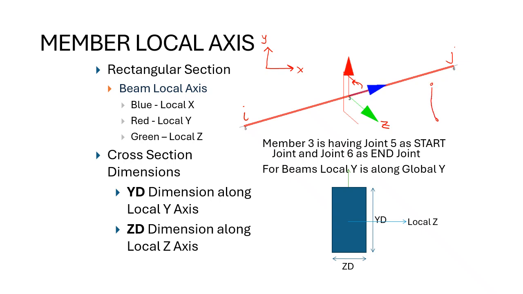Now you will be curious what happens if you have a column, where we join the column vertically. So the local X is along global Y, X is defined. Now we remain with two axes, which we have to define, Y and Z. In the case of a column, since in STAAD the plan has X and Z axes, for a column, local Z is along global Z, and then we can find out the local Y axis.